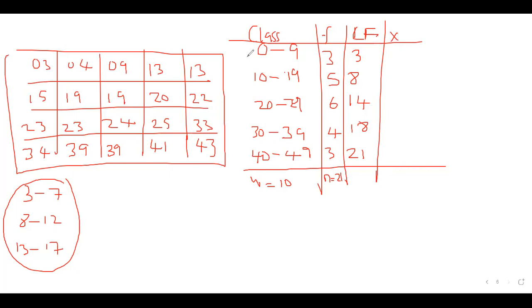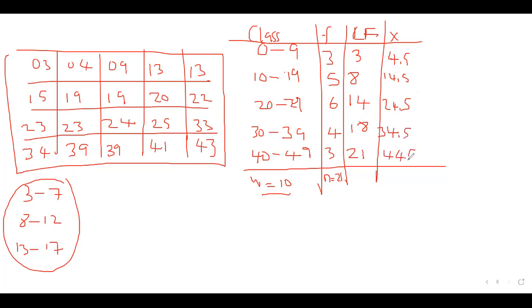We add the lowest and the biggest number. So 0 plus 9 divided by 2, 4.5. Okay, then 10 plus 19 is 29 divided by 2, 14.5. So since the class width is 10, if you don't want to think so much, just add a 10 throughout. So 4.5 plus 10, 14.5. 14.5 plus 10, 24.5. 24.5 plus 10, 34.5. 34.5 plus 10, 44.5. All right.